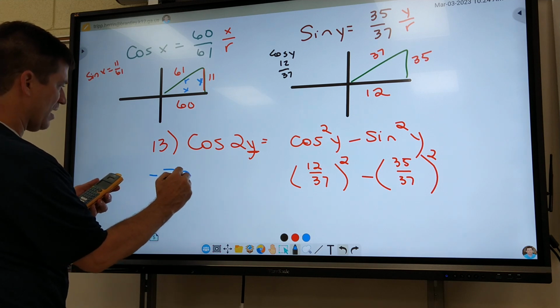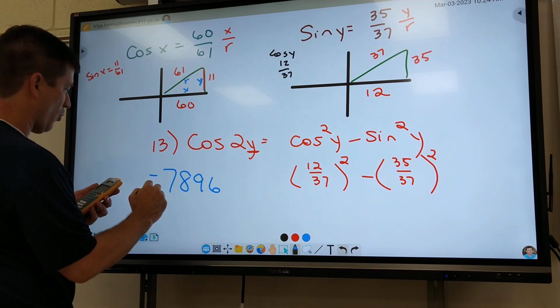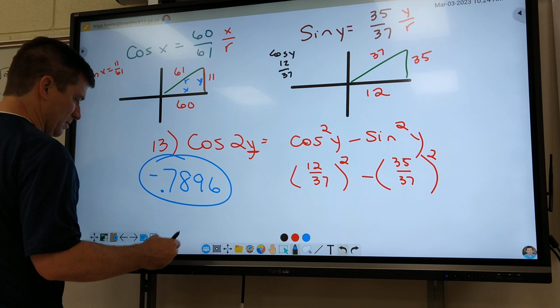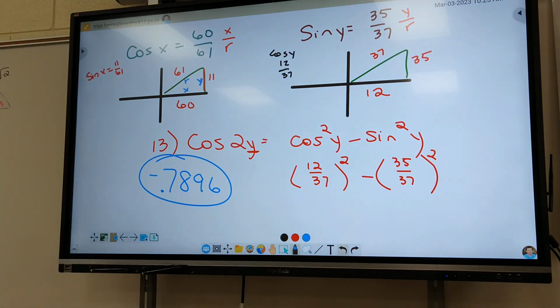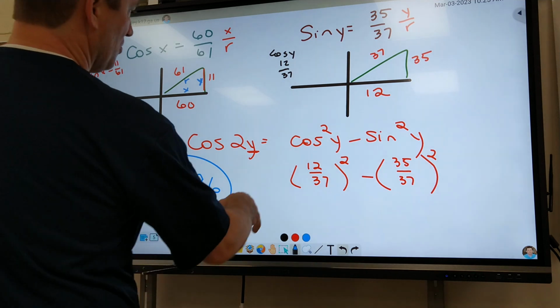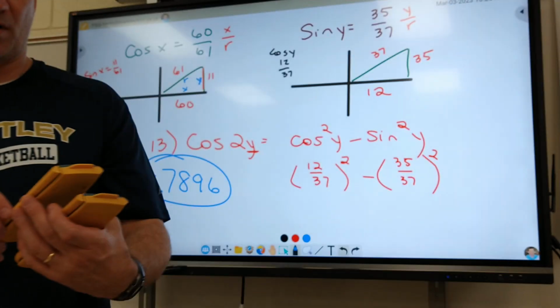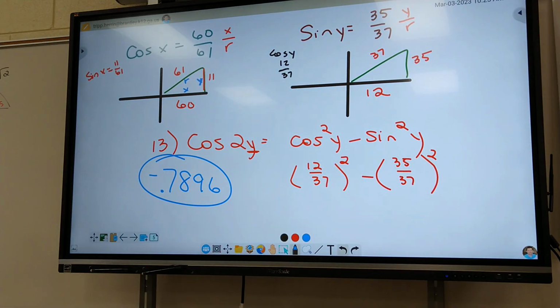Negative 0.7896. That's what I got. If you didn't get that, I need to look at your calculator. Okay. It's a negative, ain't it? All right, look. Yep. Don't put cosine in front. We're just putting the fractions. Harley, you just put cosine in front of yours. Go in there and delete that, and you got it.